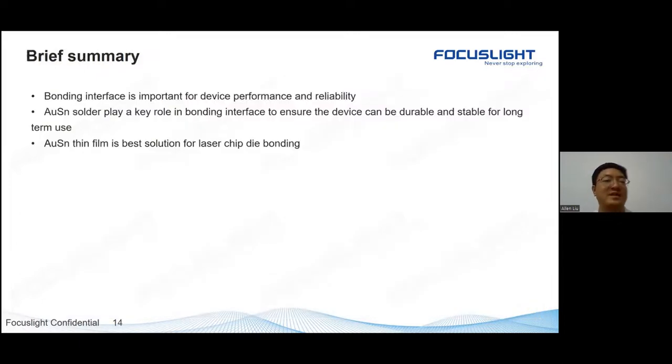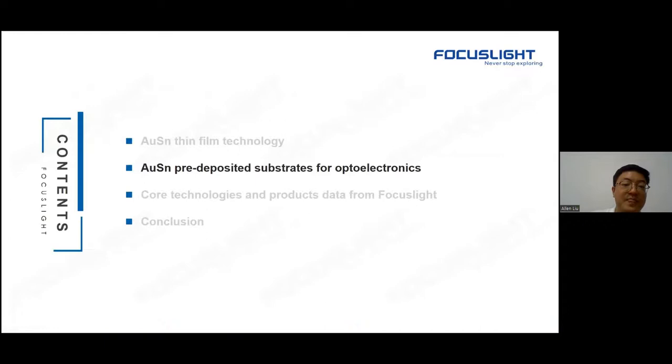So, a brief summary: the bonding interface is very important for device performance and reliability, and gold-tin is very reliable as a bonding interface layer. So we use gold-tin, and gold-tin thin film is the best solution for laser chip bonding. For the second part: gold-tin pre-deposited substrate for optoelectronics.